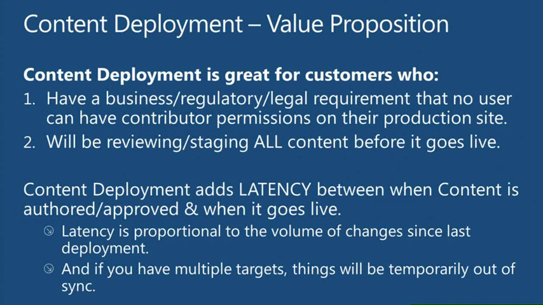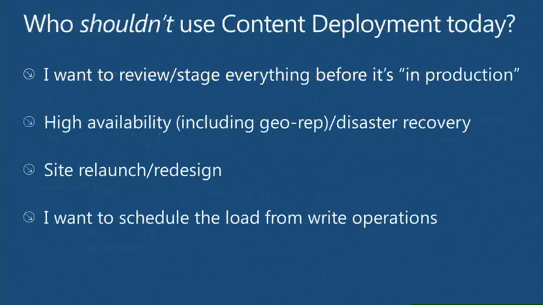The fundamental thing, of course, here is content deployment is going to add a latency between when the content is approved and when it actually goes live, because no matter how fast our connectivity to the other environment is, it's going to take some time for the content to get moved. And it's directly proportional, of course, to the volume of changes since the last time deployment happened. And of course, if you use content deployment to push out from one authoring environment to 5 different production environments, those 5 different production environments are going to be out of sync whilst deployment is occurring.